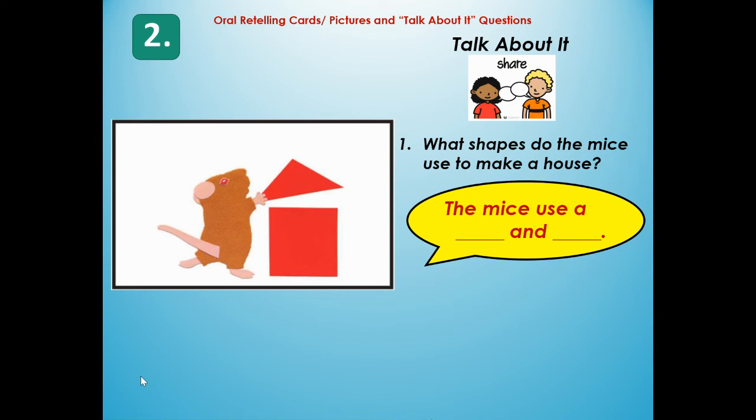Well, the mice use a triangle for the roof and a square for the main part of the house. What other things do they make out of the shapes? So think more in the story. What other things do they make out of the shapes they find?